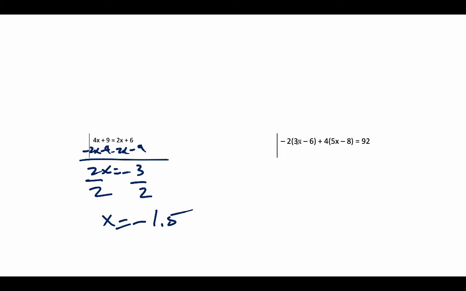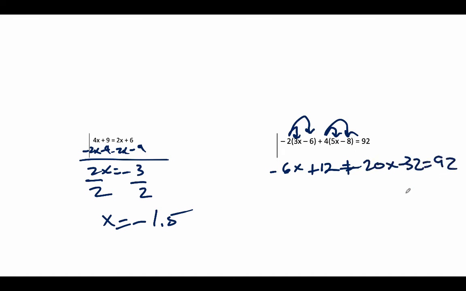Over here, I would distribute first. We have to deal with the negative 2. Remember, when you distribute, you must multiply into both. Negative 6x plus 12 equals 20x minus, whoa, that's not an equals. Almost made my first mistake of the year. 20x minus 32 equals 92.